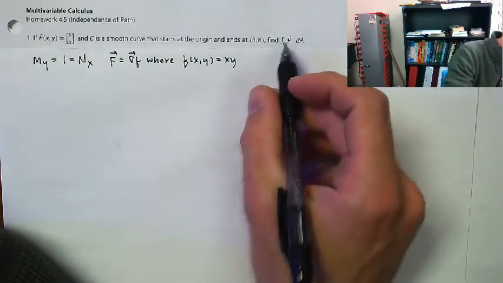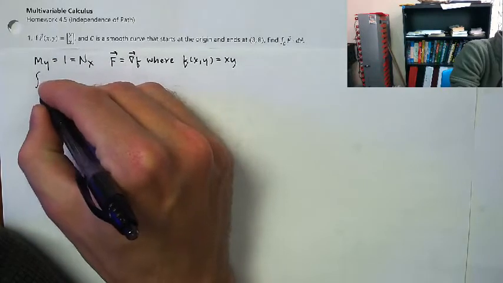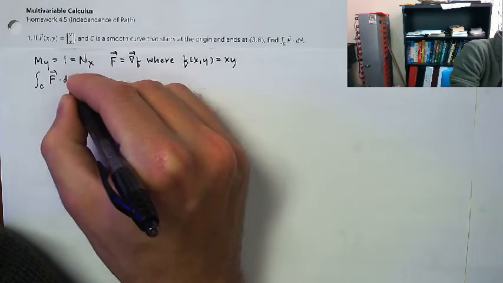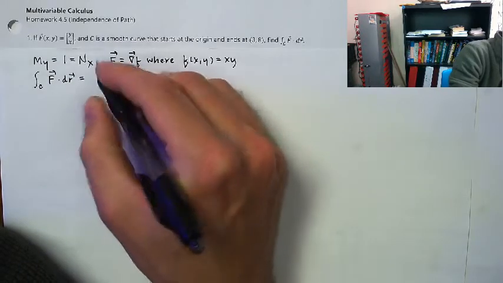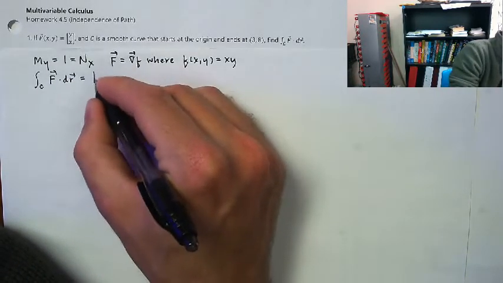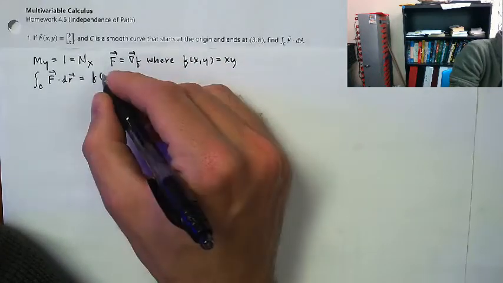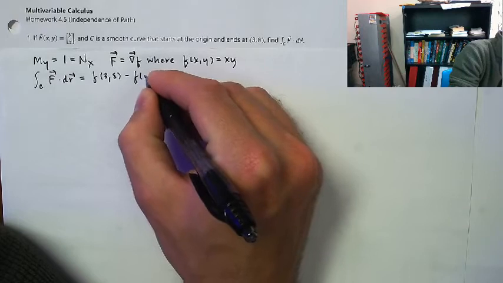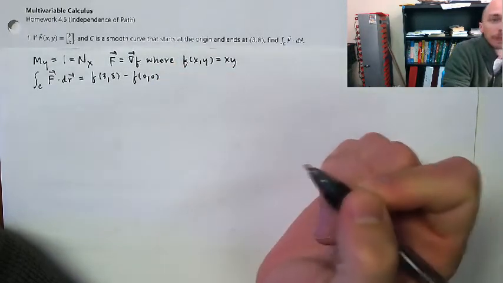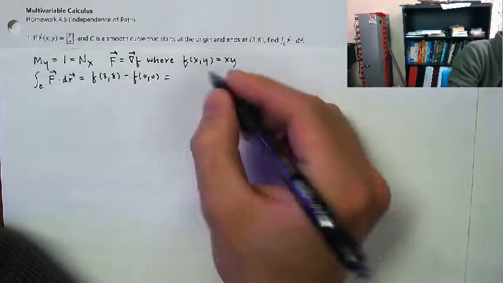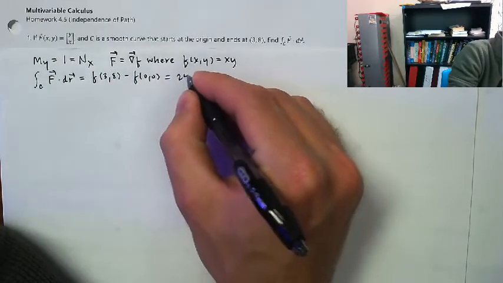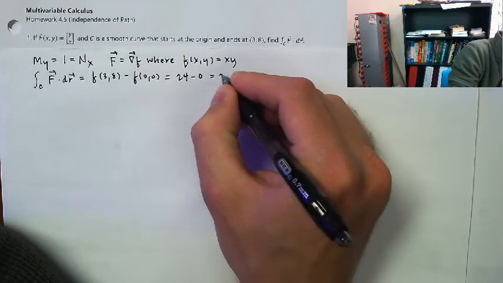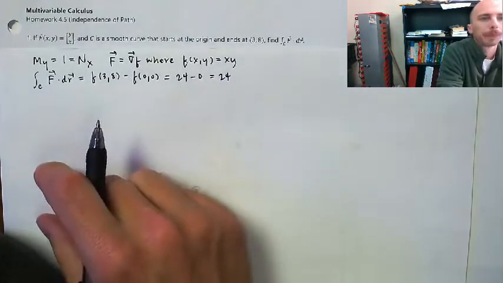And that means, if I want to integrate over c, f dotted with dr, well, that's just going to equal f of (3, 8) minus f of (0, 0), because it started at the origin. That's going to be, all right, (3, 8) is 24 minus (0, 0) would be 0 times 0, and so that's going to be 24.